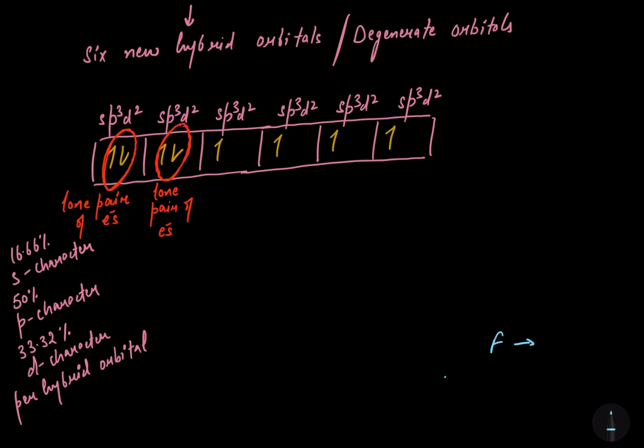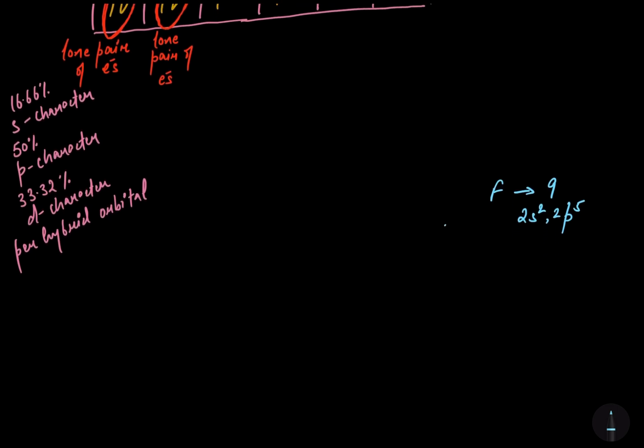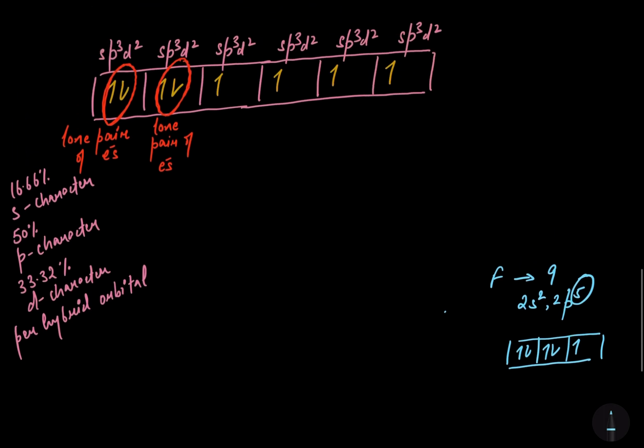Fluorine. What's the atomic number of fluorine? That's 9. So the configuration will be 2s2, 2p5. That's the valence electronic configuration. Now let's make the p orbital of fluorine. Now we are having 5 electrons in 2p. Let's fill those 5 electrons. First electron, second, third, fourth, and the fifth. So in the 2p orbital of fluorine, we are left with one orbital which is having one electron, which is going to have head-on overlap with the sp3d2 hybrid orbital of xenon for the formation of sigma bond.